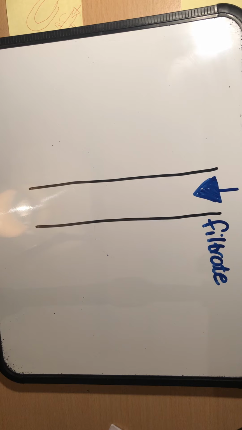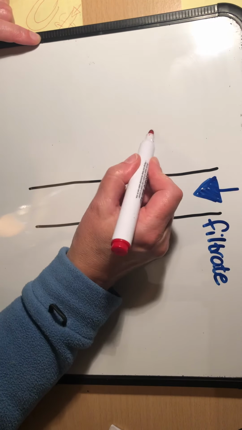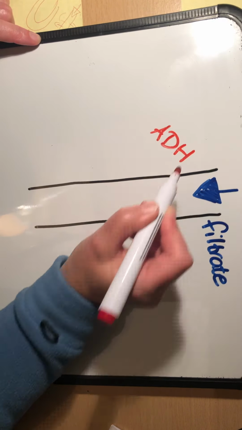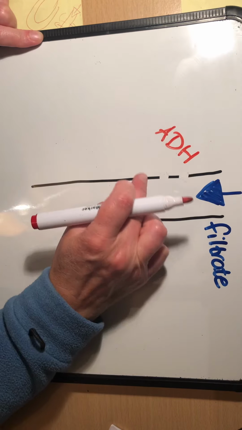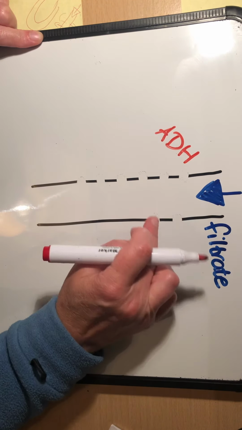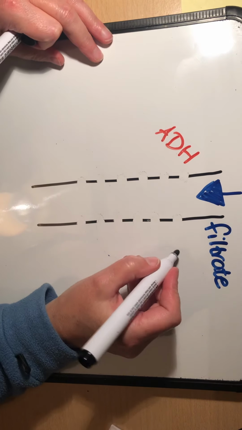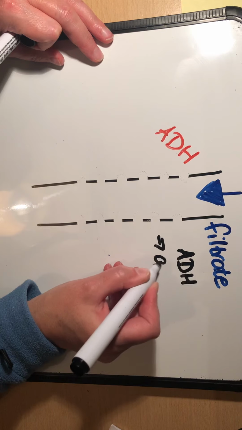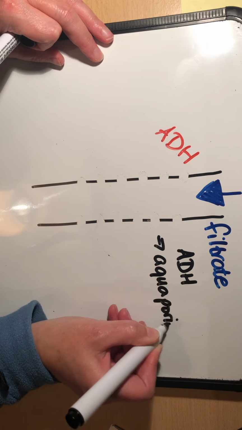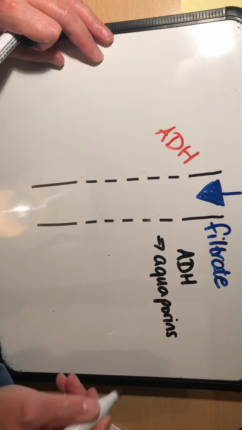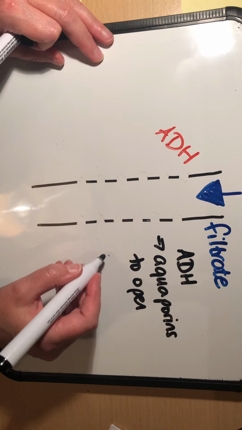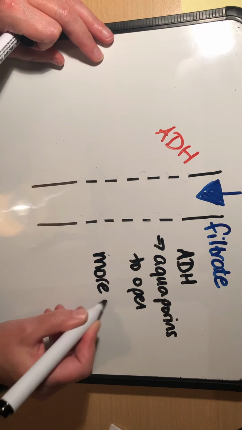Now, what happens is that ADH travels through the blood and it reaches the kidney, and there it acts on the collecting duct. So ADH causes aquaporins, and this is all in the collecting duct, to open, which means that the collecting duct becomes more permeable to water.